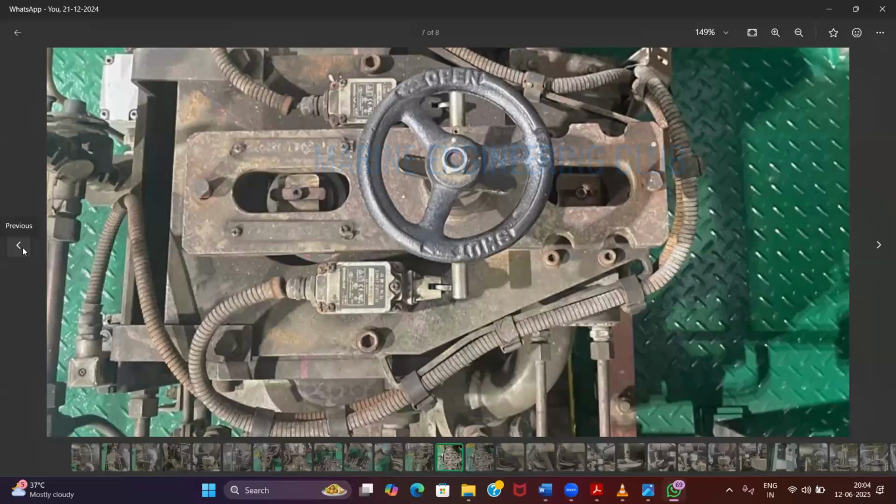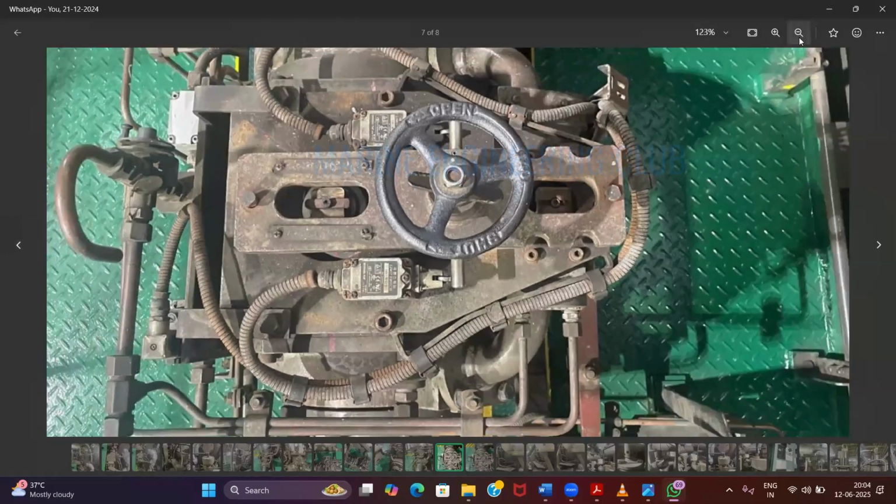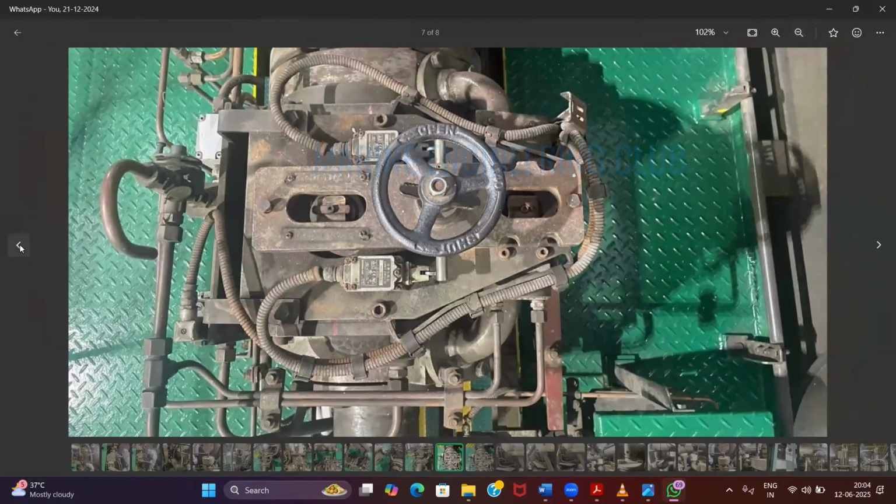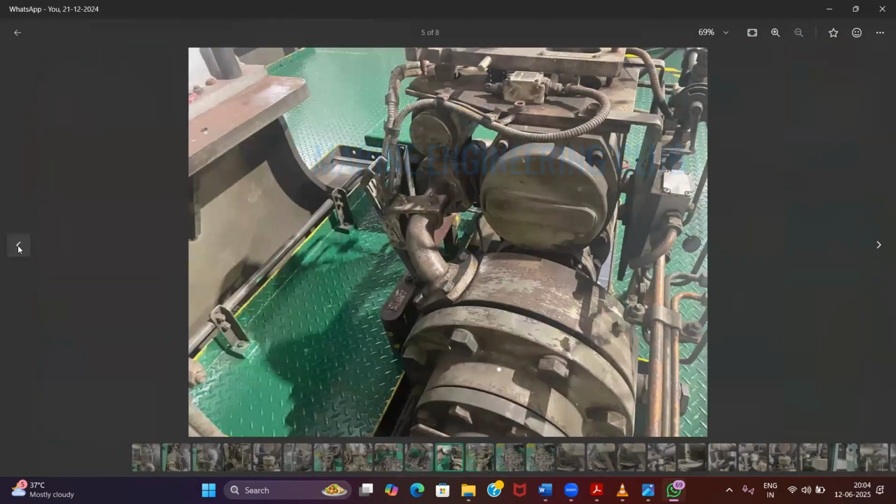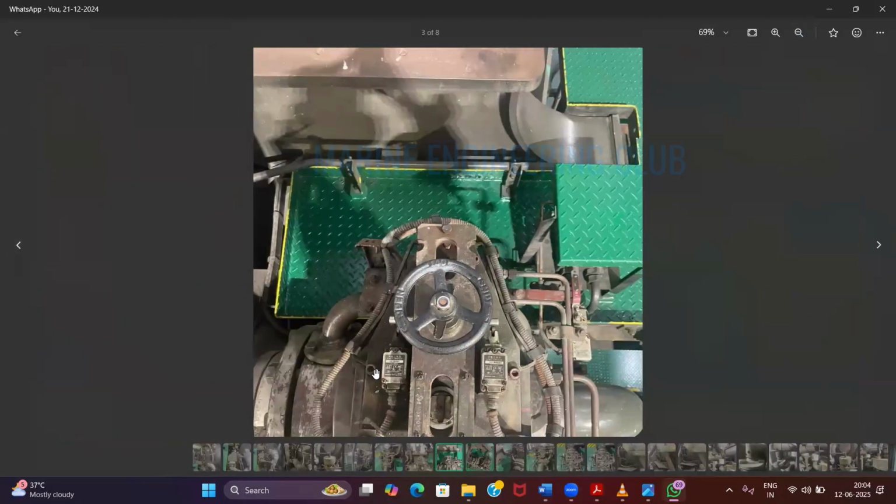Okay, after you reach port, you have to close this, and the starting air block alarm will come. Okay, the starting air block alarm will come. You can see there are two switches to monitor whether it is open or closed. Okay, until you open it, the starting air block will not go, and that is an interlock. Okay.